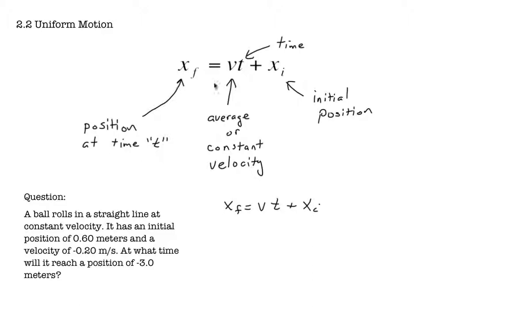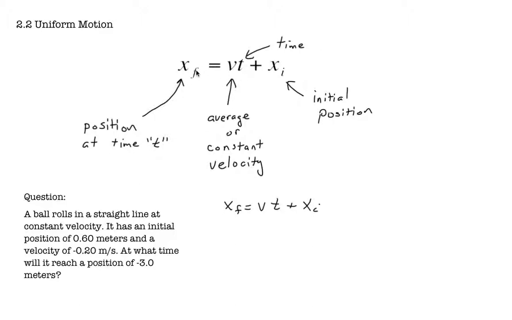Leaving off with something we talked about in class, which is the first of a few kinematics equations. This is an equation that describes how the position of an object will change with time, provided, and this is important, provided that the velocity of this object is constant. If it is constant, then this should tell you the position at any time t.